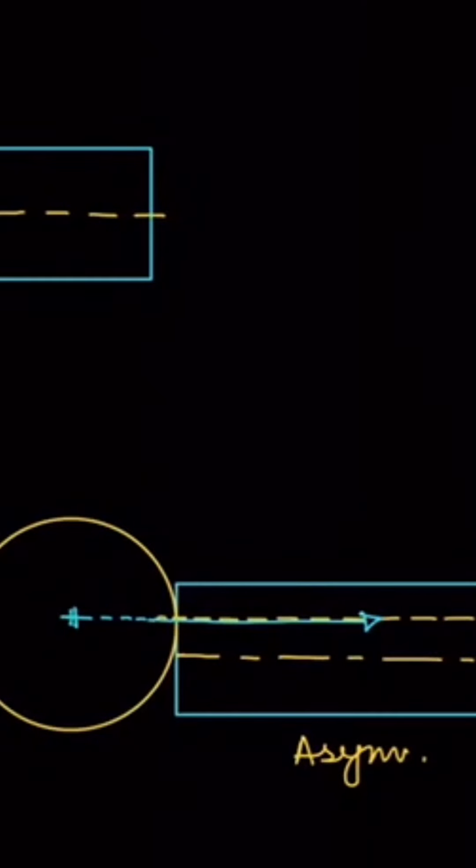So let's understand the concept of symmetrical and asymmetrical face milling. So focus here. This is the diameter of the cutter, and the center of the cutter passes through the central axis of the workpiece. So this is the cutter, and this cutter passes through the central axis of the workpiece.